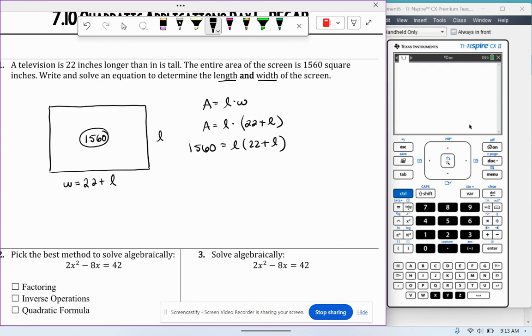I'm going to distribute, get him in standard form, set him equal to 0, and see if that can kind of help me solve this thing. Okay, distribute the L. Okay. And then I'm going to move the constant over to get this thing set equal to 0. And I now have L squared plus 22L minus 1560 equals 0.